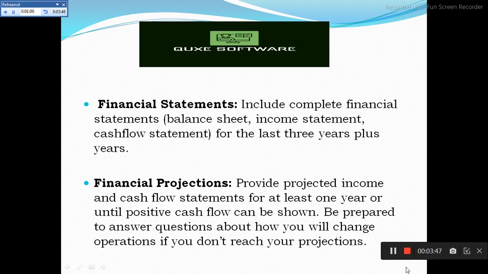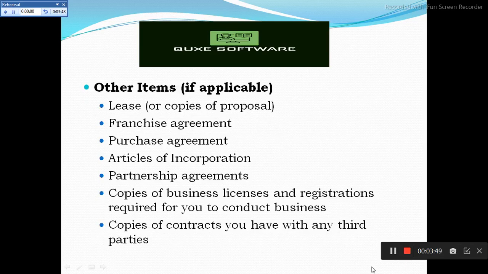Other items to be included are copies of lease or proposal, franchise agreement, purchase agreement, articles of association or partnership agreement, copies of business license or registration, or copies of contracts.